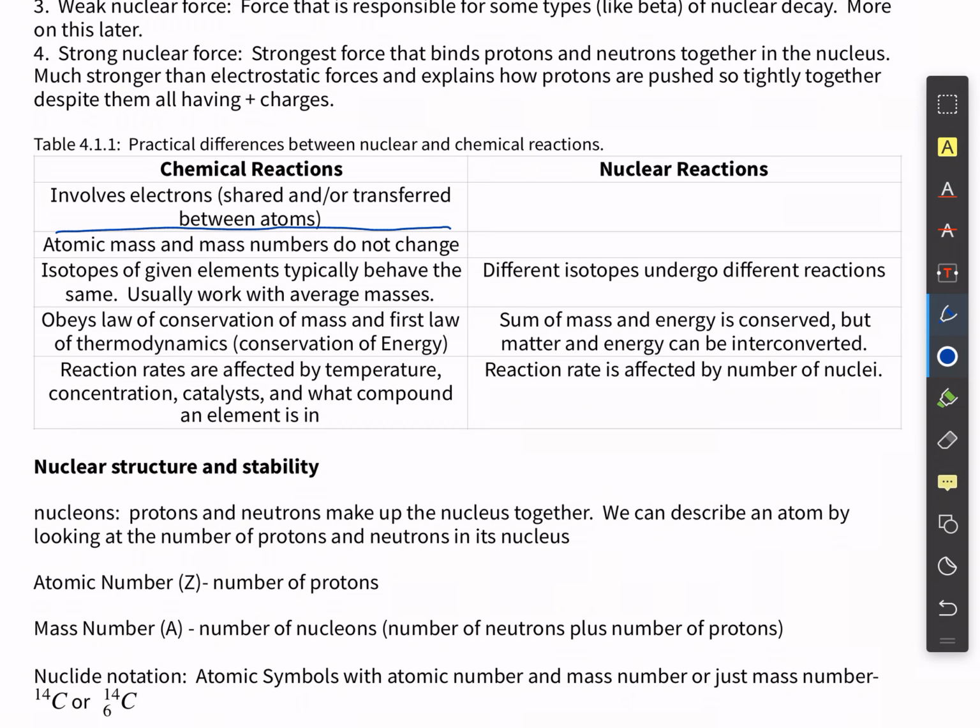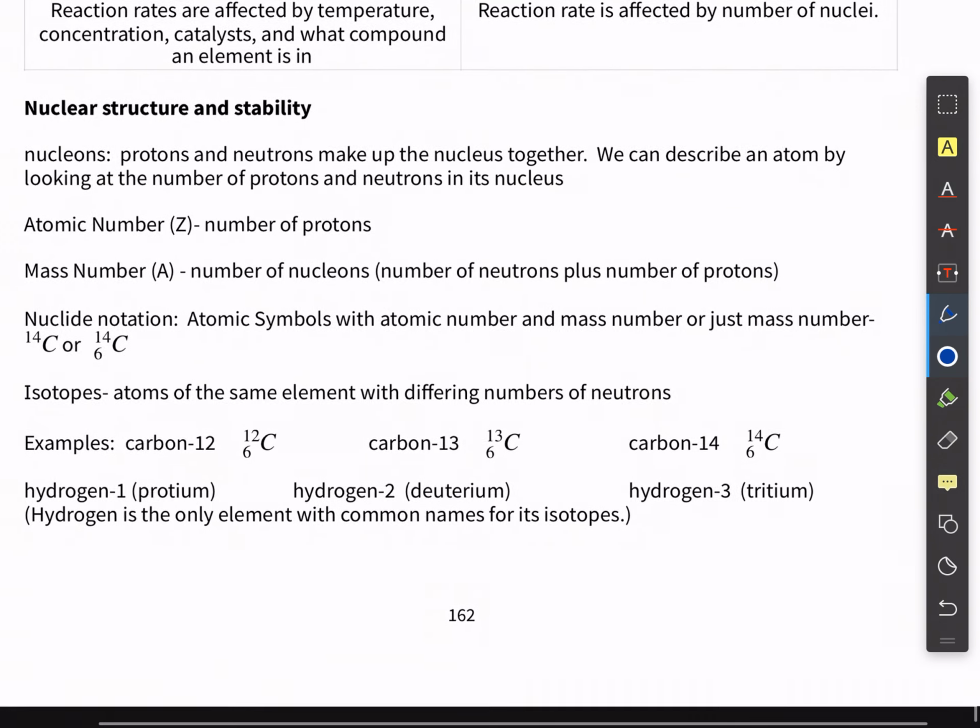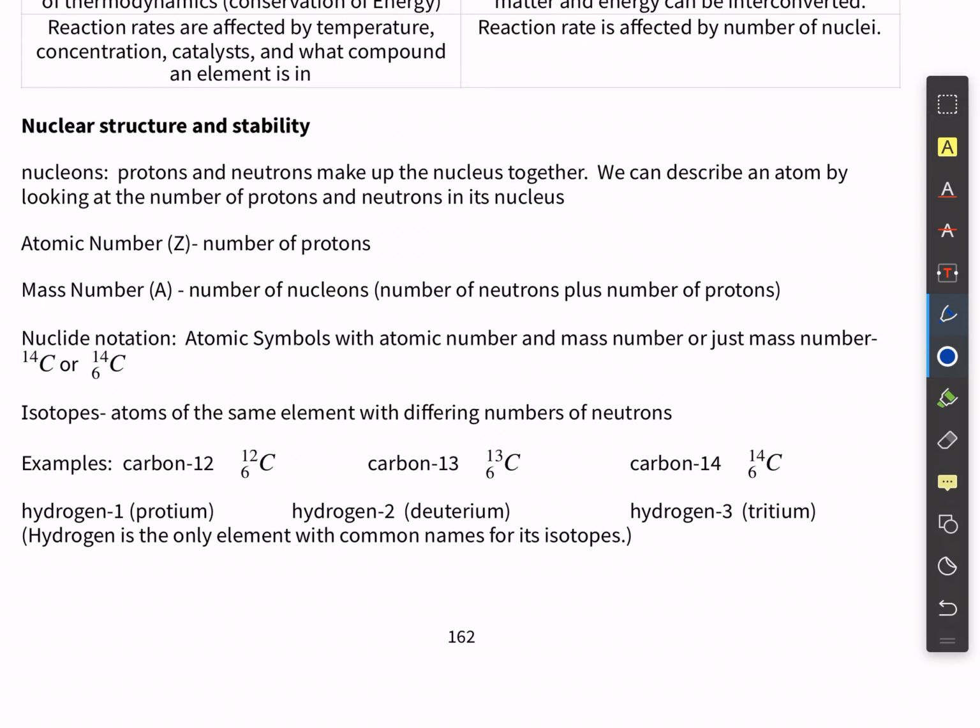So a little bit of review from first semester general chemistry for those that remember this stuff. If you remember this, great. If you don't, here's your chance to brush up on it. The word nucleon. Nucleons are protons and neutrons. These are the particles that exist in the nucleus, as opposed to electrons, which are not nucleons. They exist outside the nucleus. And so we describe an atom by looking at the number of protons and neutrons in the nucleus.